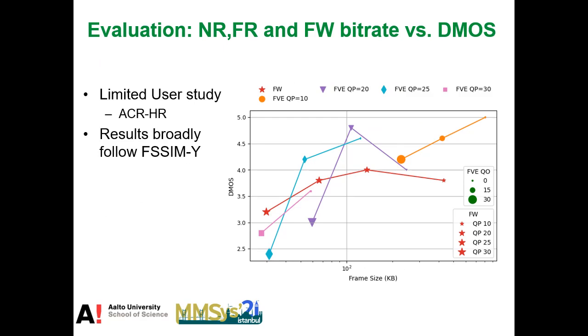We also conducted a limited absolute category rating hidden reference user study to verify the FSSIM results, as the DMOS scores are in the plot. They broadly follow the FSSIM results. This is a pilot study only, so the results are indicative of a DMOS FSSIM correlation. We do not attempt to quantify the correlation yet.